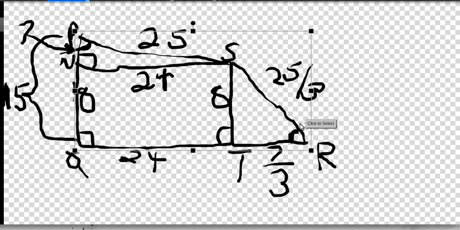Now we need to figure out these outside parts. This is SR, and this is TR. That's part of the perimeter of this whole outside quadrilateral. So we need to figure out those. How are we going to figure out those, though?